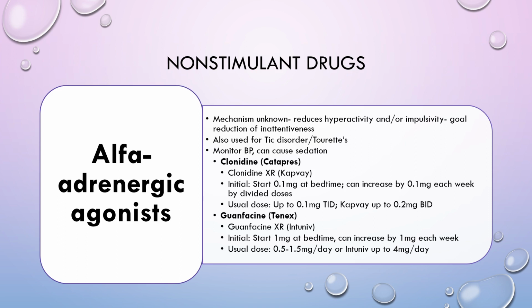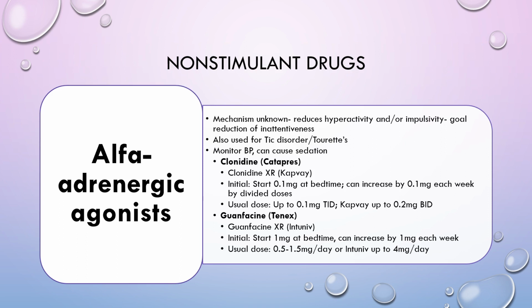Usually we start at the 0.1 milligram at bed and can increase by the 0.1 each week. The short acting can be dosed up to 3 times a day. If you're going to use Cat Bay, we can actually dose it to 0.2 milligrams twice daily and actually get away with more often the once daily at bedtime and not have to do the multiple times a day to remember medications.